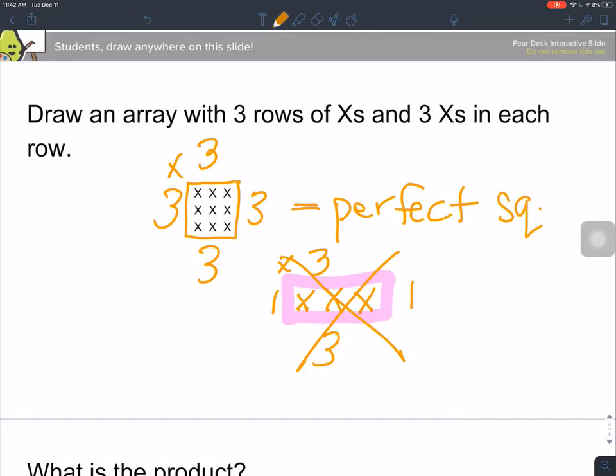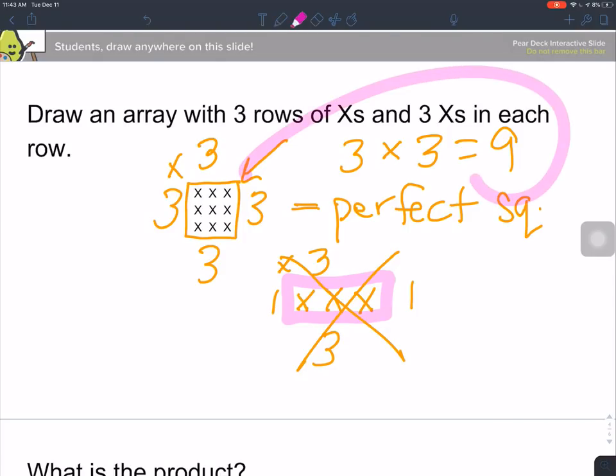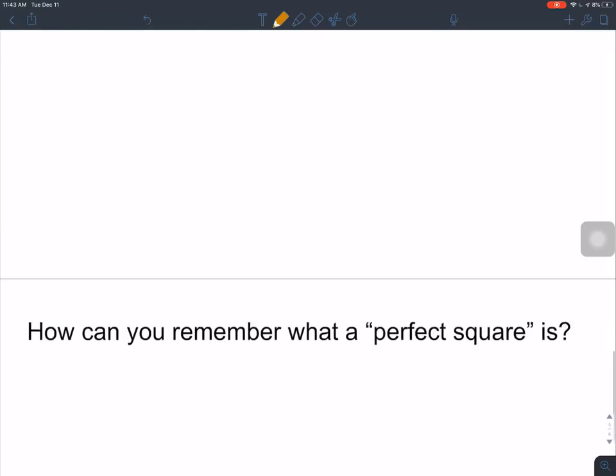This is because 9 is the product of 3 groups of 3. This array makes the perfect square 9. Because it's 3 rows of 3, the product is 9. It makes a perfect square. How else can you find perfect squares?